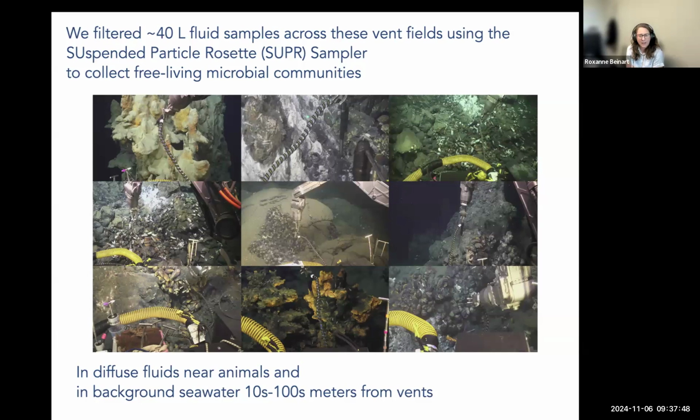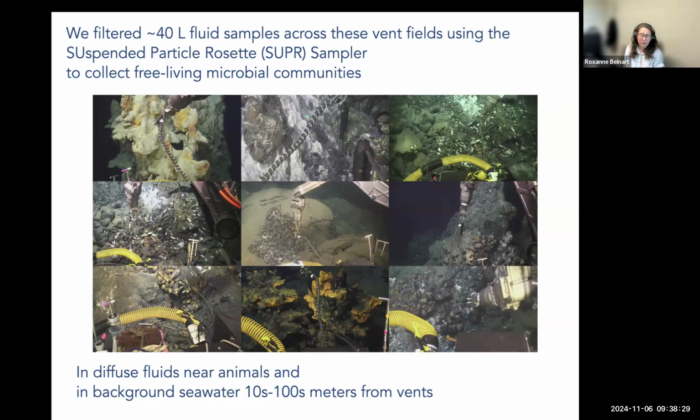She led a pretty amazing effort to go out and collect fluid microbial samples across these vent fields using the suspended particle rosette sampler, the super sampler, which allows us to filter approximately 40 liter samples in situ and decide exactly what location we want to be filtering from by positioning a wand to filter water from what we're interested in. Here's a collage of different images of us using the super sampler to collect fluid onto filters and collect the microbial populations in those fluids from around the vents.